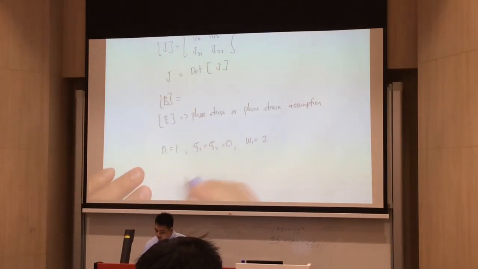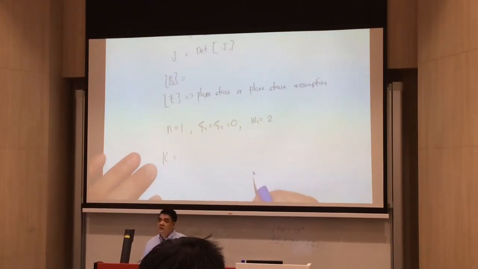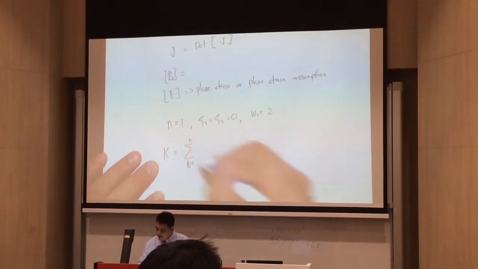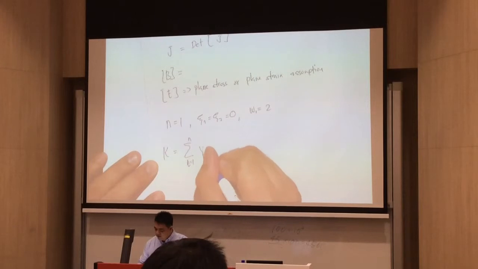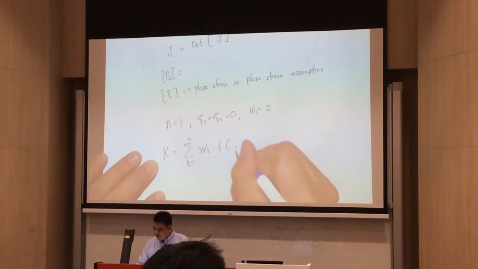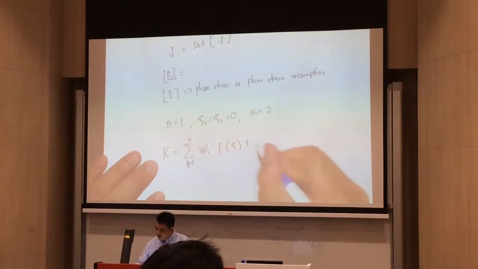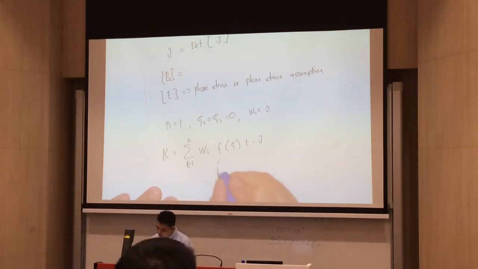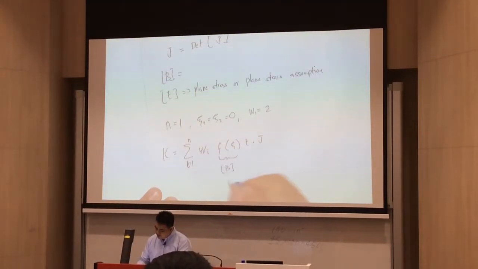So you can have now your k equal to the summation from I equal to 1 to n. You have now your weight, say I, and then you have now that function C1, C2, does it matter? You have now your thickness, you have now your J. And this one will be your B, E, B transpose.